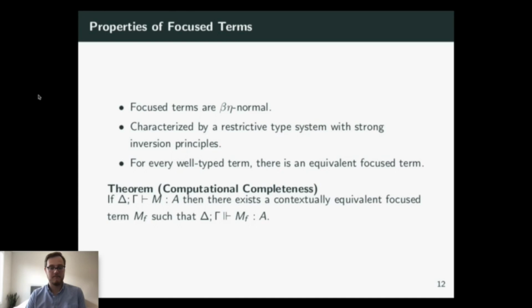Lastly, for every well-typed term, there's some equivalent focused term. This is called computational completeness, and it's the key property we need for reasoning about programs. And basically, all it says is that we may have eliminated many redundant representations of the same program, but we haven't lost anything of value. There's still some representative focused program for any other program.